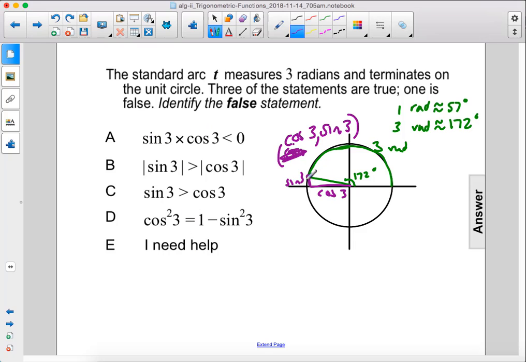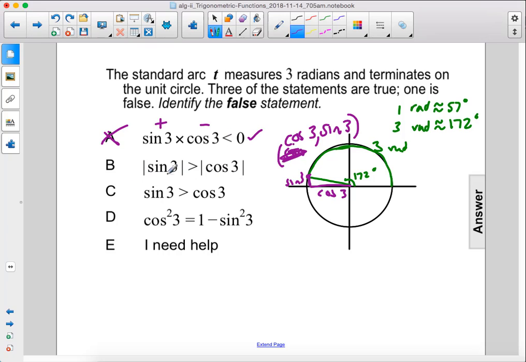Sine 3 is going to be positive since we're above the x-axis. And in the second quadrant, sines are positive. However, in the second quadrant, cosines are negative since we're to the left of the y-axis here. A positive number times a negative number gives us a negative number, which is less than 0, so this is true. We can eliminate A.